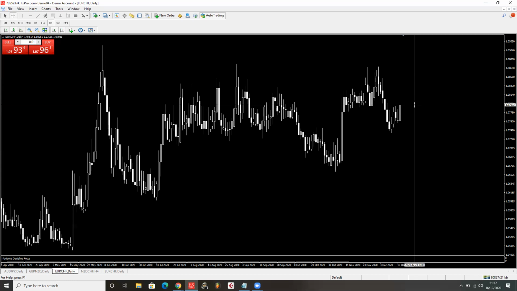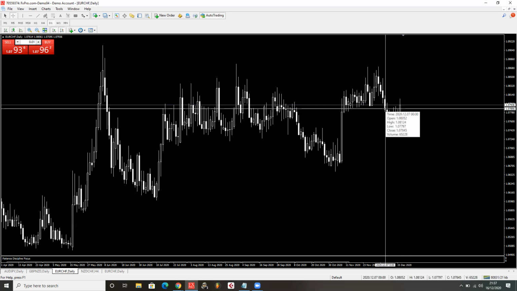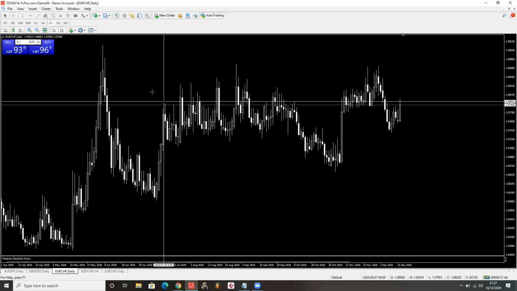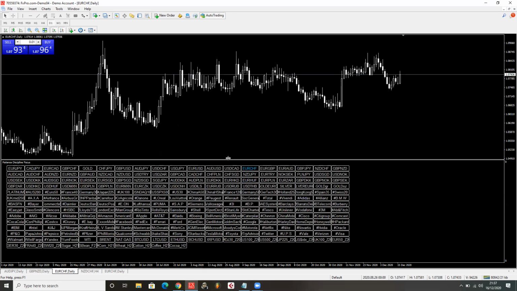What's the purpose of the spread? The spread is for the broker. That's how the broker makes their money. It has nothing to do with you, but it has everything to do with you, because if you have a broker, for example, that is charging a high spread, let me go look for an asset. With this one, the spread is quite low.